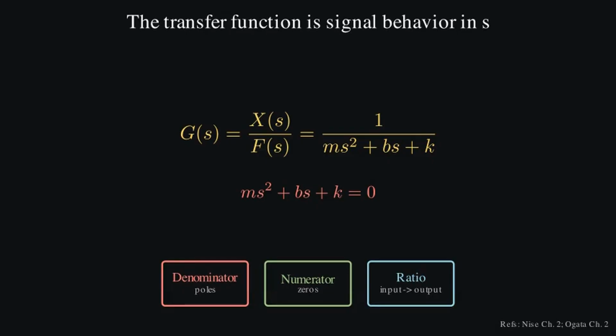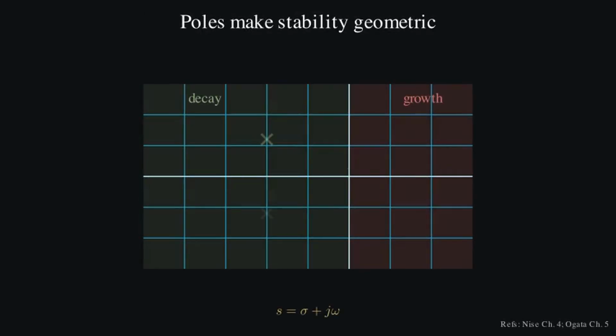The transfer function is the ratio from input to output in this domain. For the mass, spring, and damper, X of s over F of s equals 1 over m s squared plus b s plus k. The denominator gives the characteristic equation. Its roots are the poles, and those poles are the first big clue about the system's behavior.